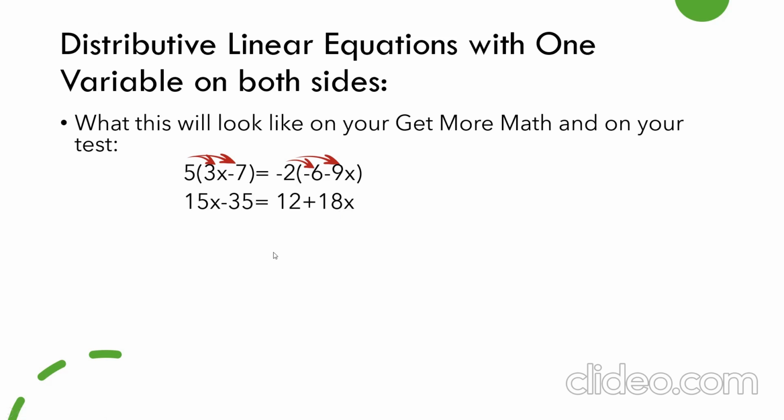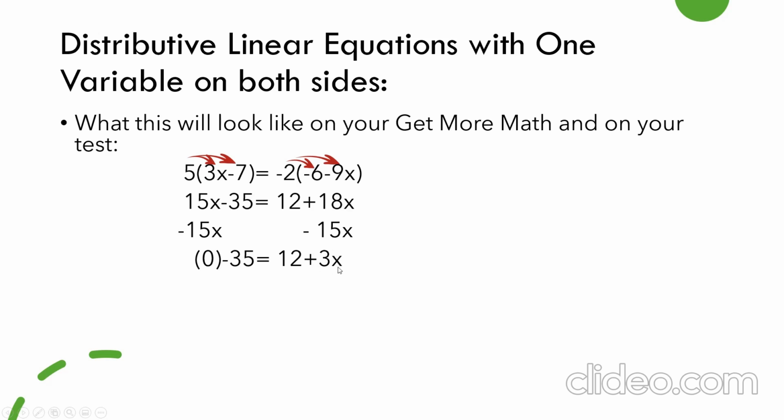So our next step is going to be to subtract the smaller variable from both sides. So we subtract our 15x because it is smaller than our 18x. This leaves us with 0 minus 35 equals 12 plus 3x.